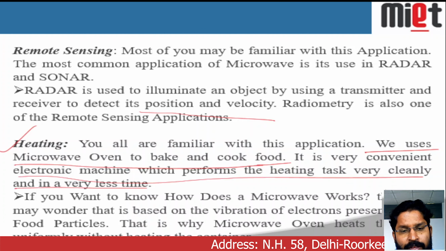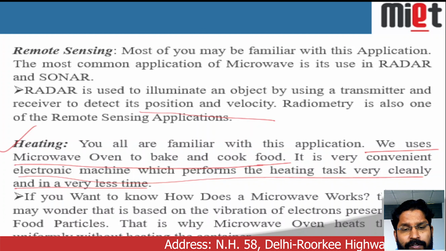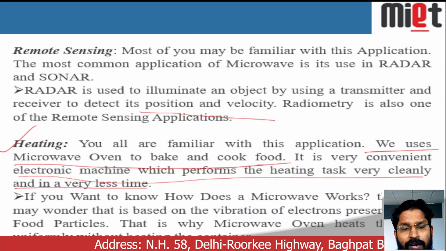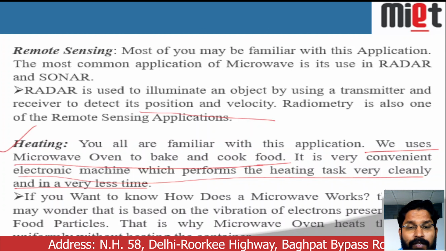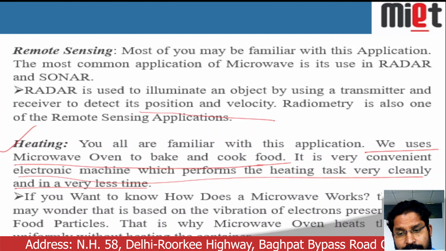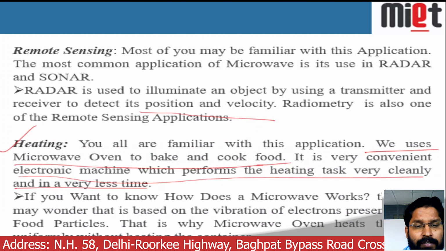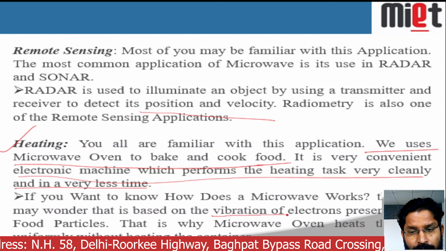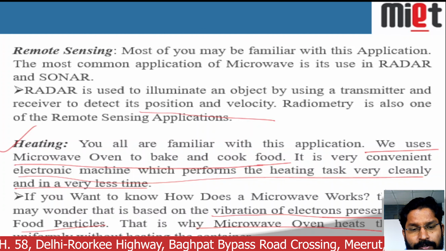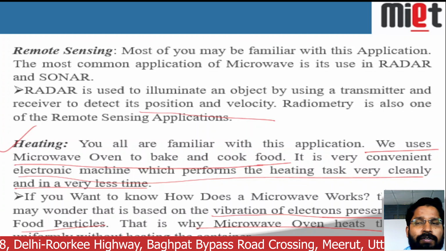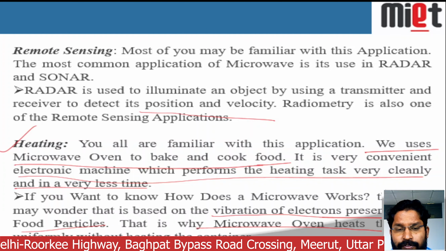And in very less time. If you want to know how a microwave works, it is based on the vibration of electrons present in the food particles. That is why a microwave oven heats the food uniformly without heating the container. Microwave frequencies vibrate the electrons present in the food particles, so it cooks the food without heating the container.